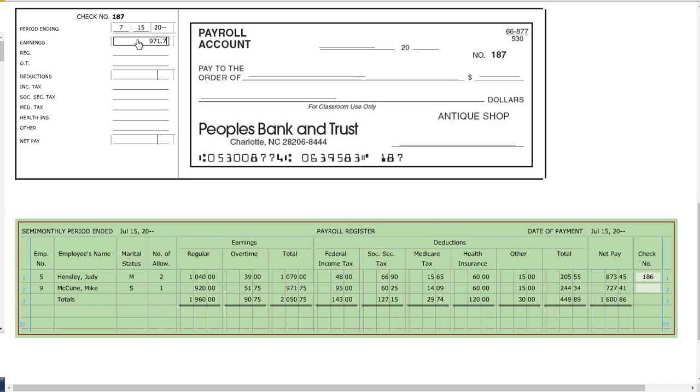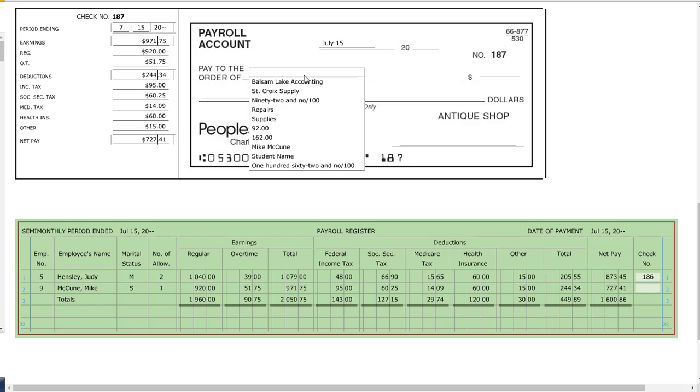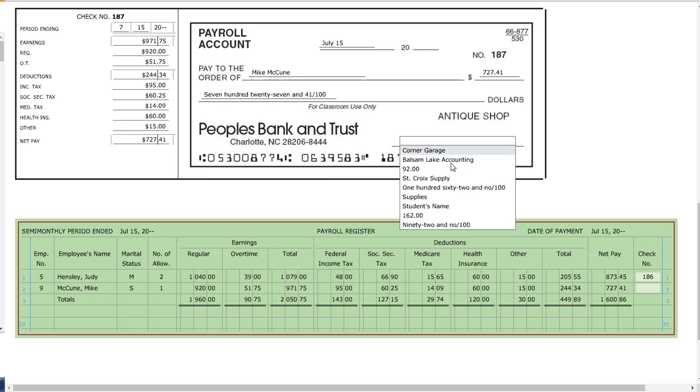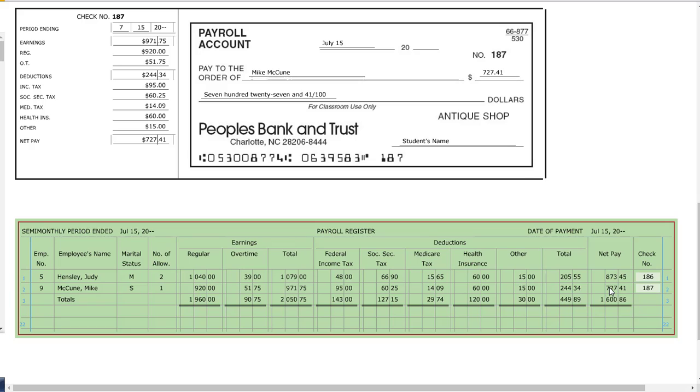Now I repeat for Mike. And the last thing that I do after I'm done paying Mike with his check 187 is I take that check number and I put it in on my payroll register.